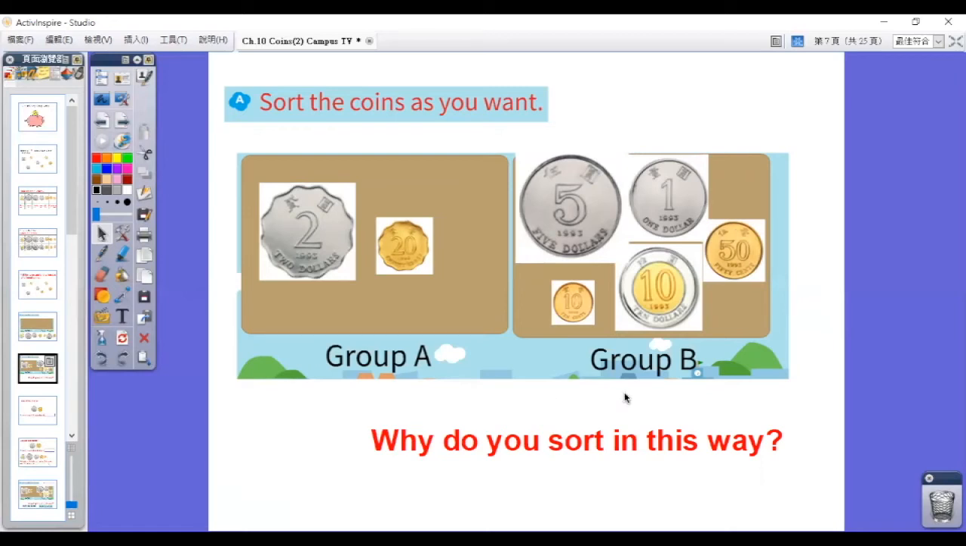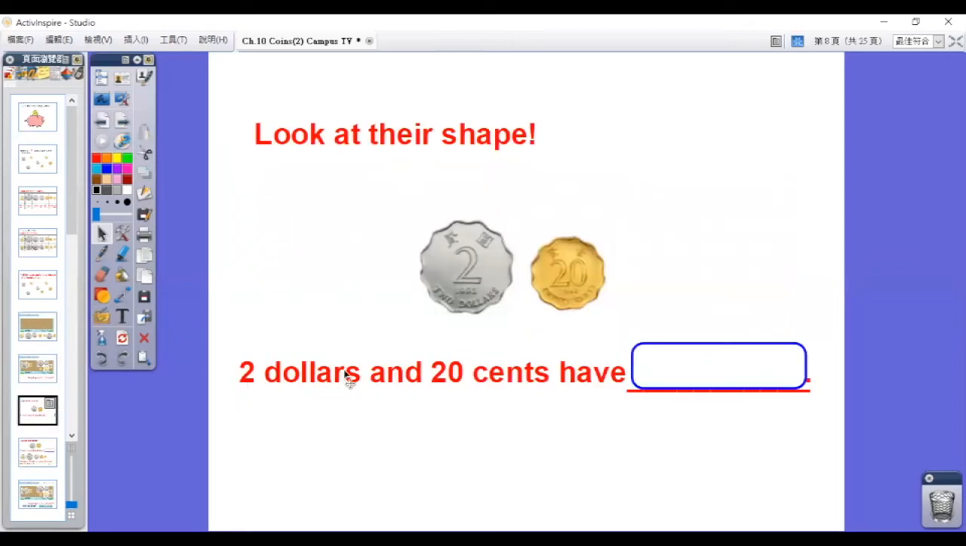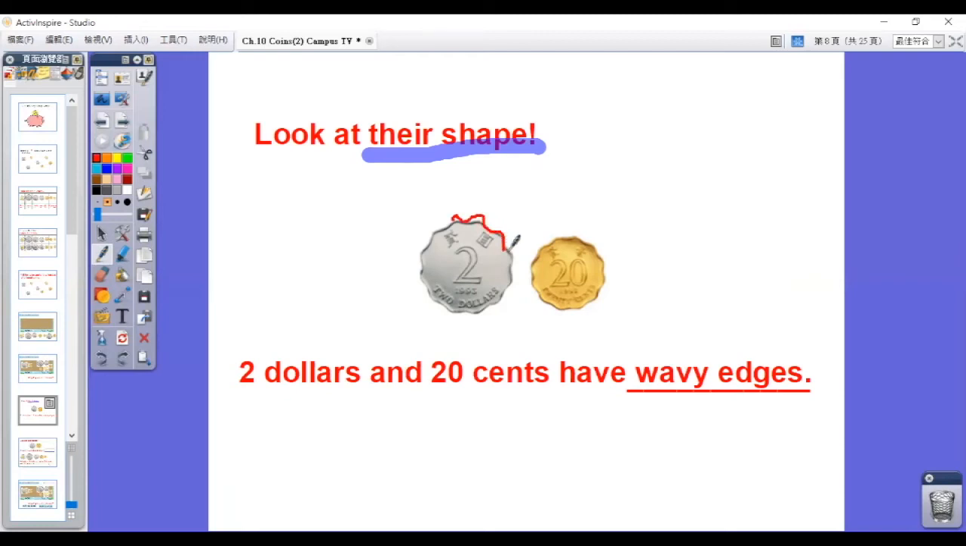One student showed me the answer like this. She put the $2 coin and the 20-cent coin in group A, and she put the other coins in group B. Do you know the reason why she sorted the coins in this way? Yes, let's look at their shapes. As you see in group A, the $2 and 20 cents coins have special shapes. They both have wavy edges. The shape of them is like up, down, up, down, like this. We call these wavy edges.